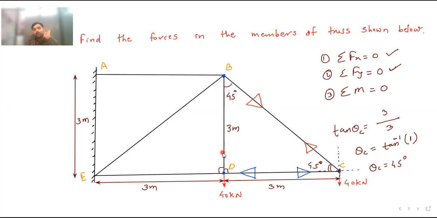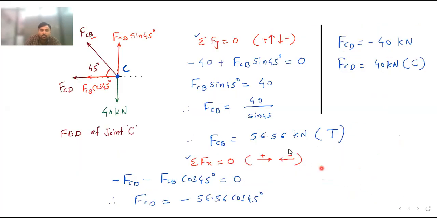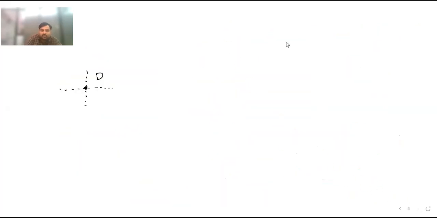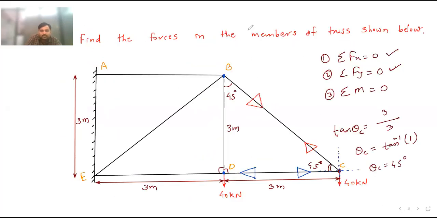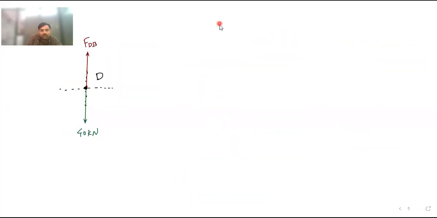Then in member DB we don't know the force, so initially we assume it tensile, and this is the vertical member, so I will draw member DB. See, here is the force of 40 kN, so I will show this force. This is the force of 40 kN. Member DB is vertically upward, perfectly upward, a vertical member. So this is the force in member DB. We don't know the force. Next is this side. This is the member DE. We don't know the force, so I assume it tensile. Member DE is a horizontal member, so I will show it here. This is the horizontal member, FDE.